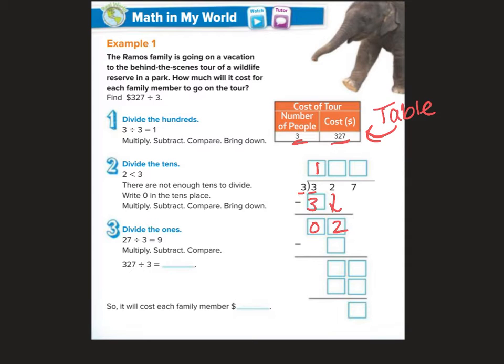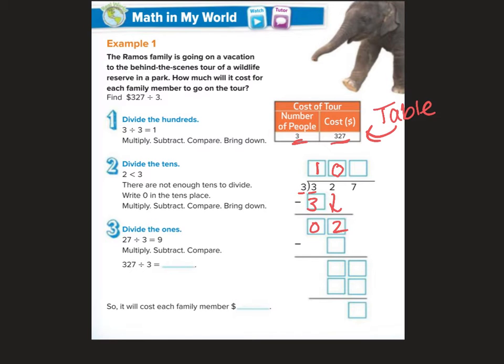Oh no. If I only have 2 apples and 3 baskets, can I give each basket 1 apple? No, I can't. So if I can't do something, I need to put a 0 there. Let me show you what we do. Same thing as everything else that we do, right?